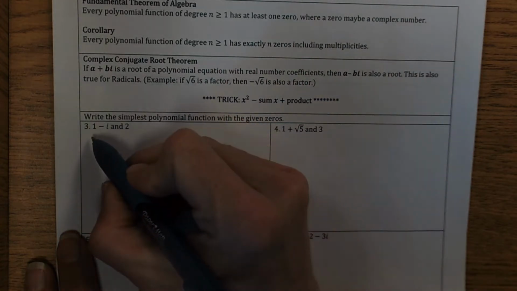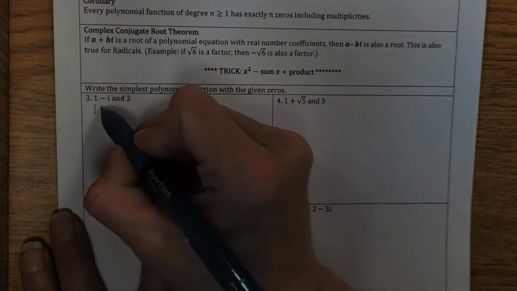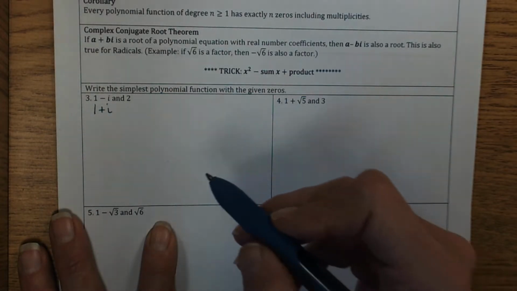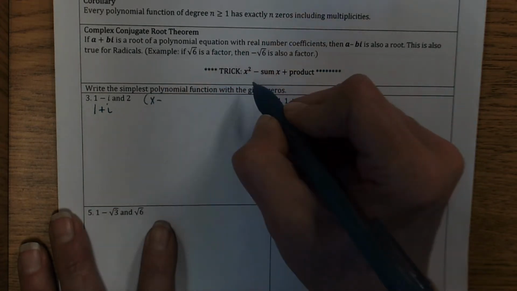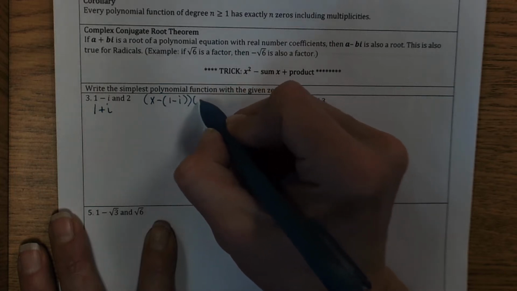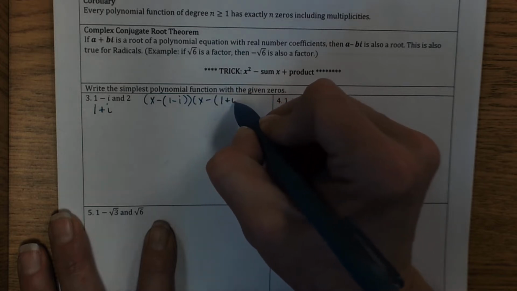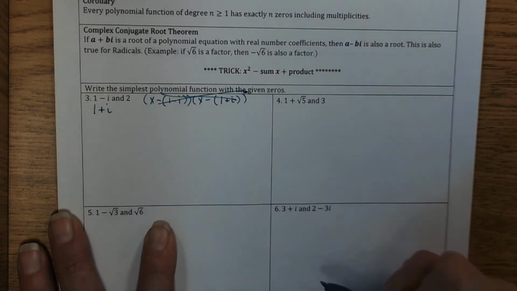So if we see right here that 1 minus i is a root, then we know that 1 plus i is a root. Okay, so again, if we were trying to FOIL this back together without using this trick, we'd have to do x minus (1 minus i), and x minus (1 plus i), and then FOIL that, and it would be a mess. So we don't want to do that. We're going to use the sum and product trick.